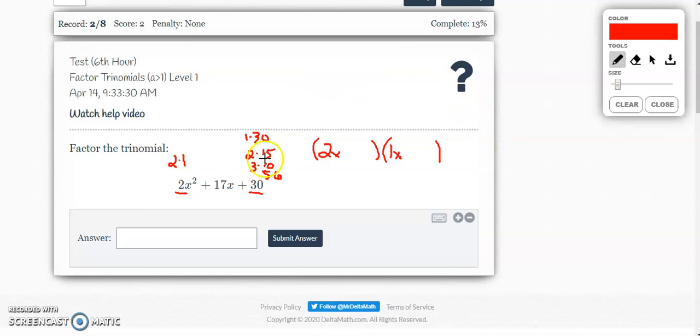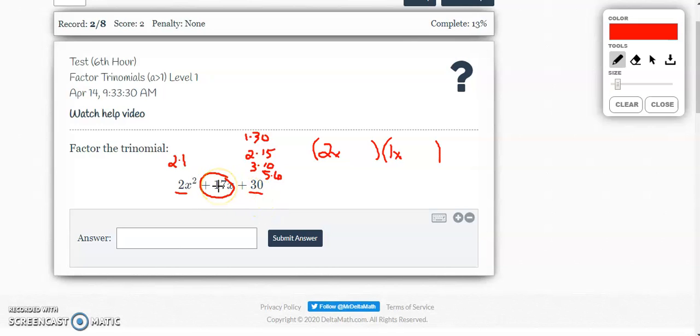Okay, well, when I get it set up, I need it to equal 17x. Also keep in mind, if one of these signs were negative, then the other one would have to be positive. These could both be negative because a negative times a negative is positive, but since this is positive and this 17 is also positive, I'm going with all positive options here. All right, so let's take a look.